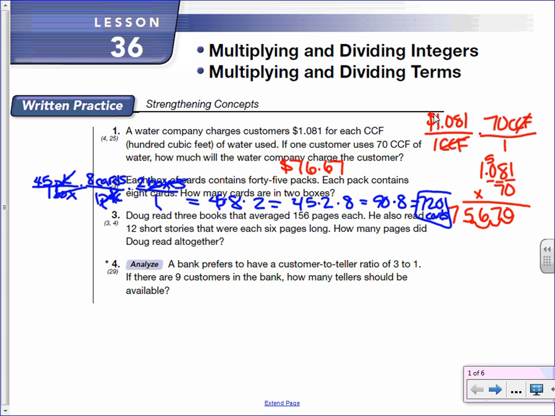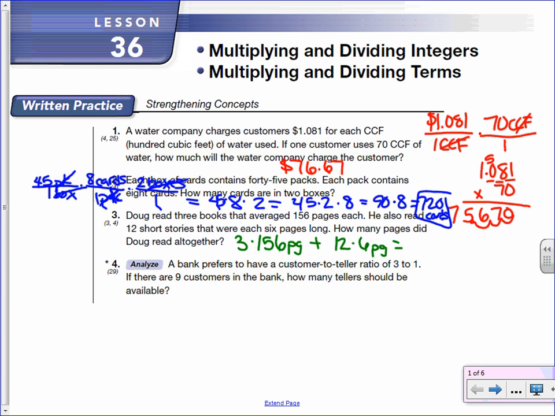Doug read 3 books that averaged 156 pages each. He also read 12 short stories that were each 6 pages long. How many pages did Doug read altogether? So 3 books, 156 pages each, plus 12 short stories times 6 pages each.